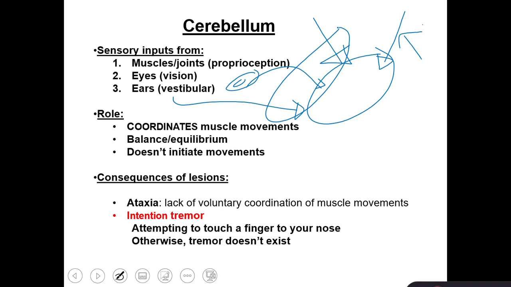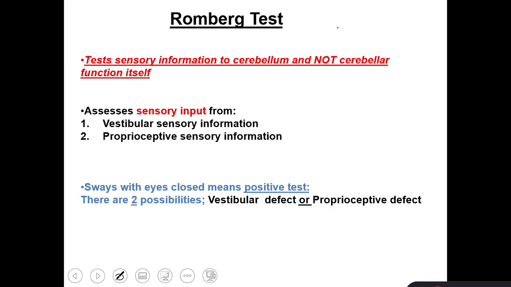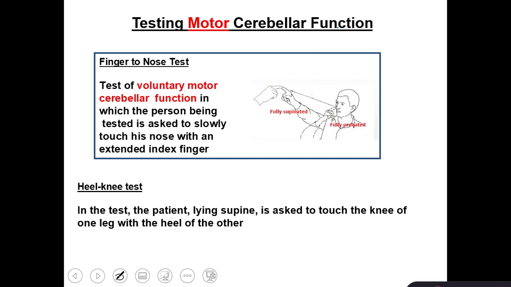So there is a test to see if there is a cerebellum damage, which is the finger to nose test. If you ask the patient to touch his nose with his finger, the patient will not be able to. As he moves, the finger begins to shake. So this is cerebellar damage, intention tremors. Also, the heel knee test can be done. If you ask the patient to touch his knee with the heel, also shaking will begin to happen.